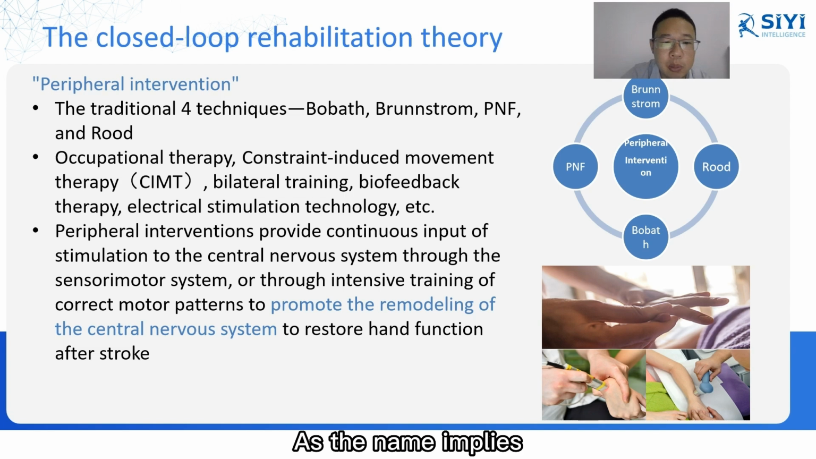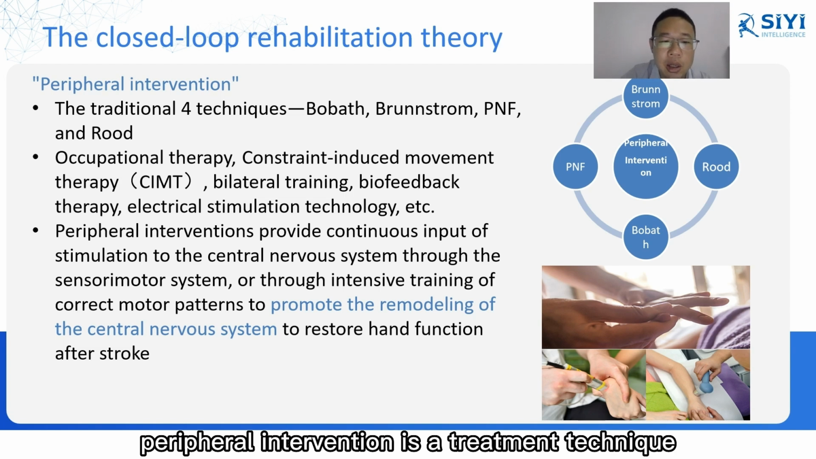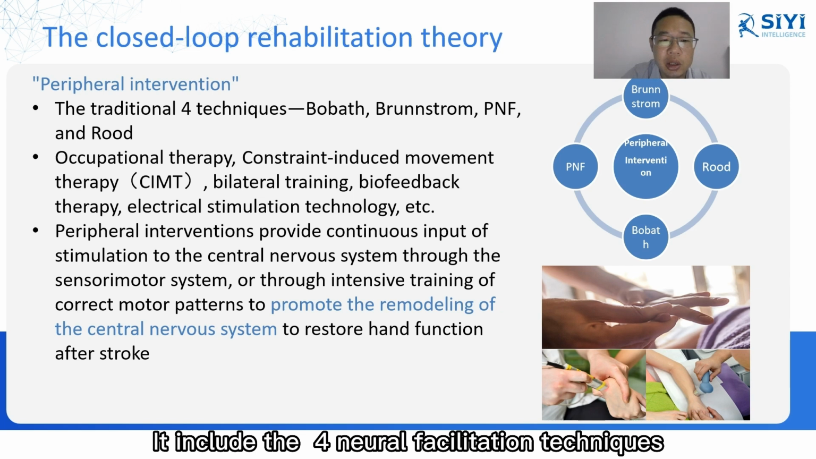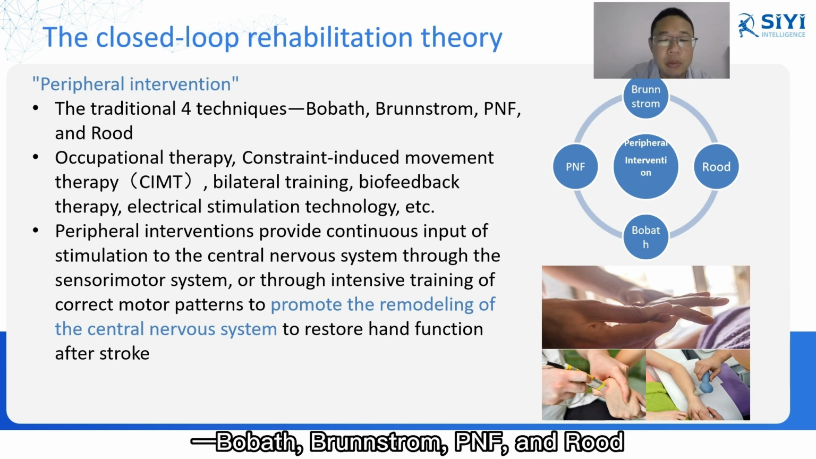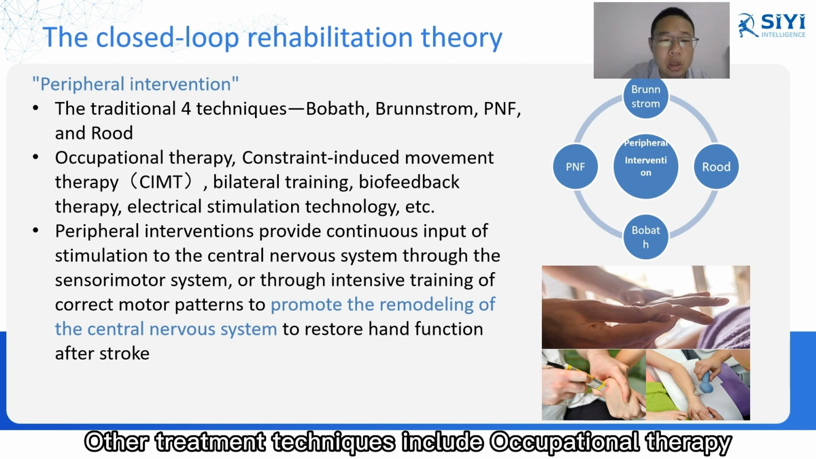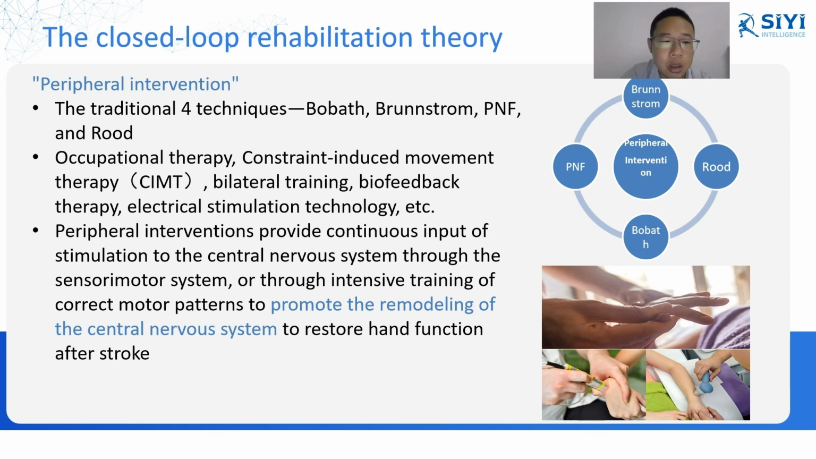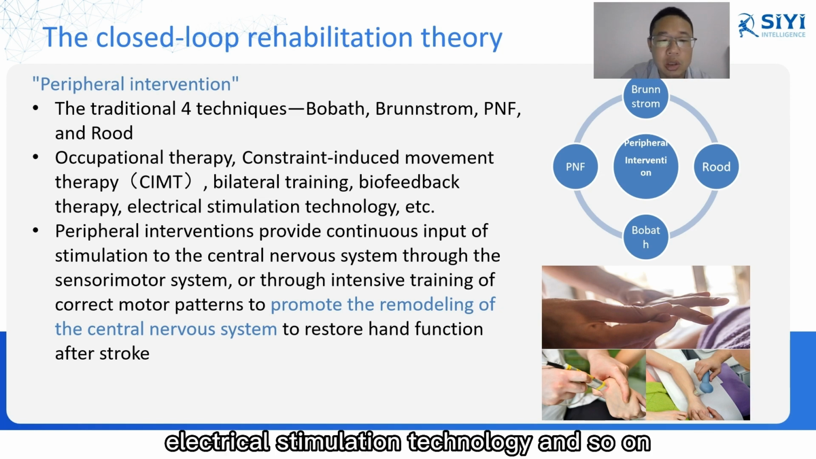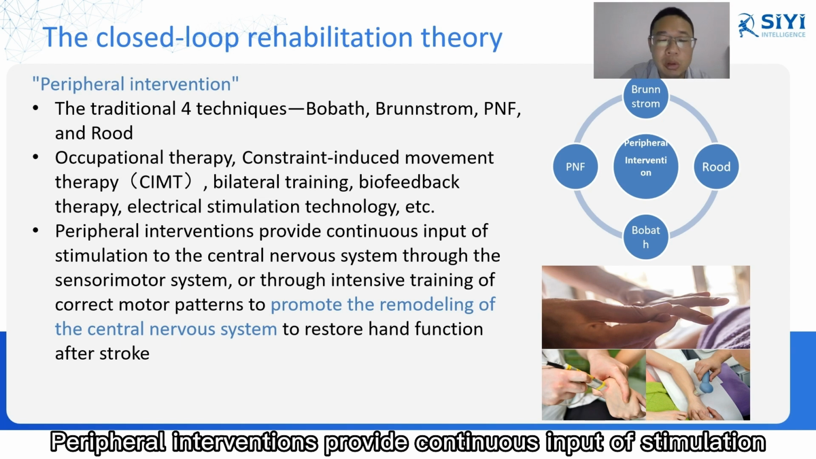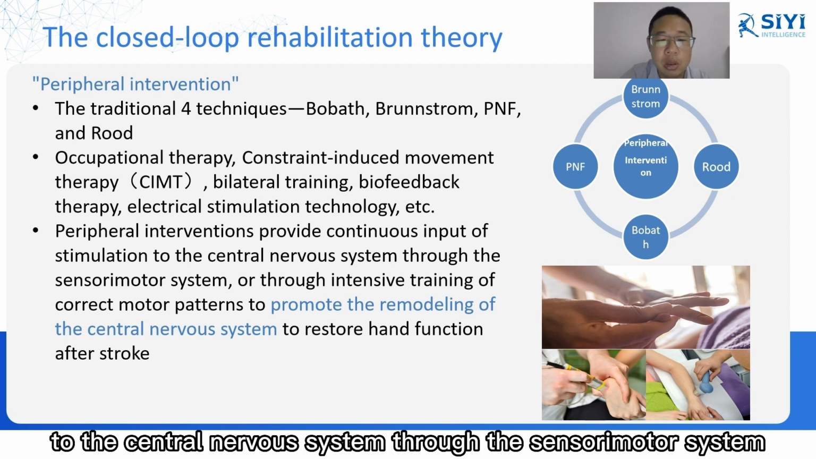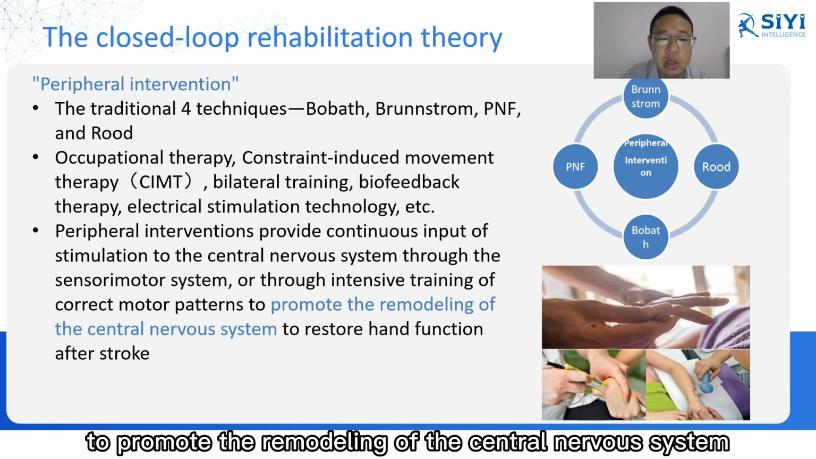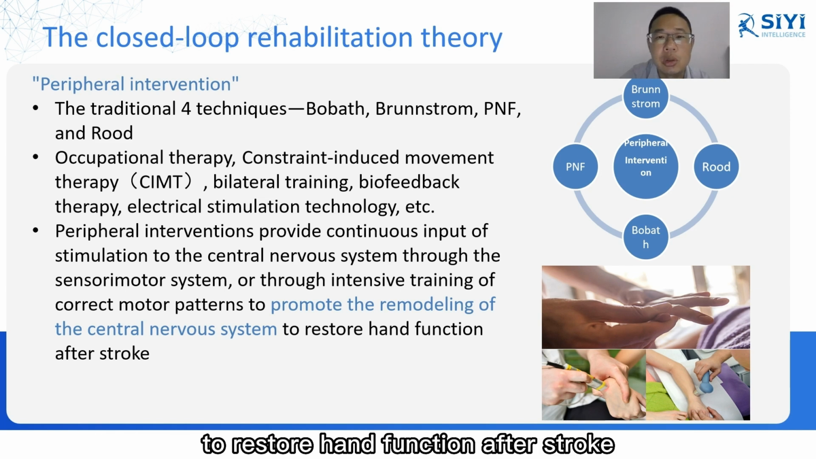As the name implies, peripheral intervention is a treatment technique that acts on the peripheral limbs of the body. It includes the four neural facilitation techniques: Bobath, Brunnstrom, PNF, and Rood. Other treatment techniques include occupational therapy, constraint-induced movement therapy, biofeedback therapy, electrical stimulation technology, and so on. Peripheral interventions provide continuous input of stimulation to the central nervous system through the sensory motor system, or through intensive training of correct motor patterns to promote the remodeling of the central nervous system to restore hand function after stroke.